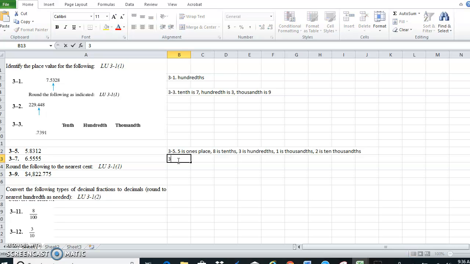Okay, 3-7. 6 is 1's. 5 is tenths. 5 is hundredths. 5 is thousandths. 5 is 10 thousandths.